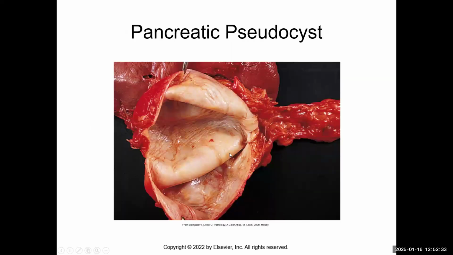And so this is a pseudocyst. This actually is a fibrotic sac here, and you can actually see some fibrosis here. And this is actually after it's been drained. And so it's made the pancreas extremely enlarged. And then that's the liver there.